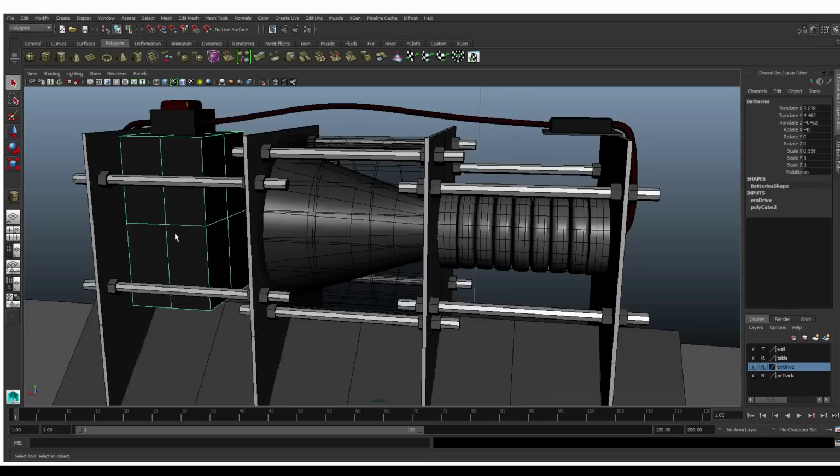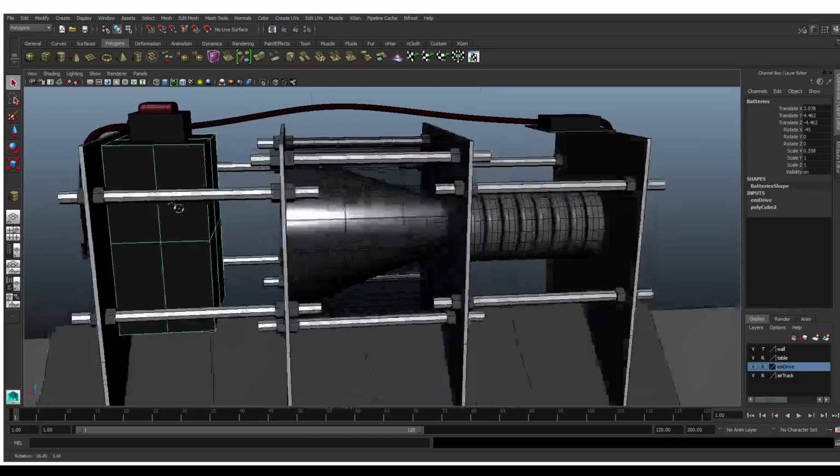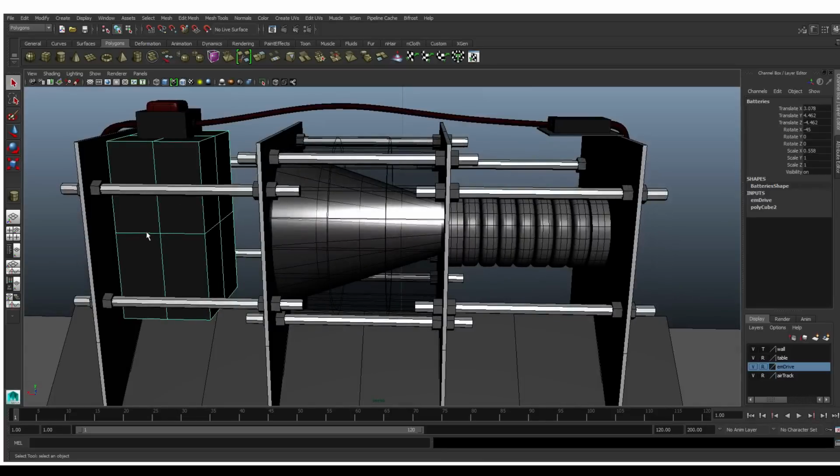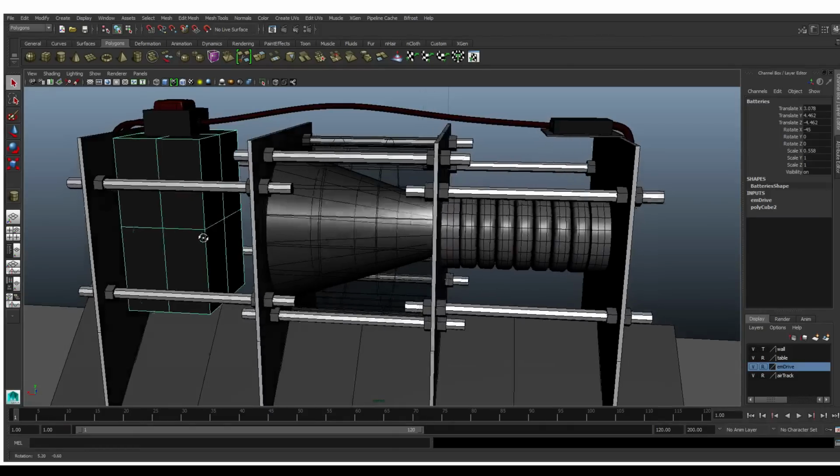There are actually two batteries here. I'm using two 750 milliamp hour 1S batteries that are 3.7 volts each. These are very, very good high discharge batteries.